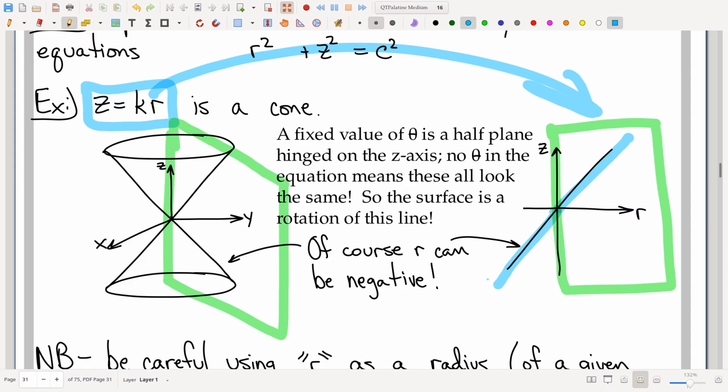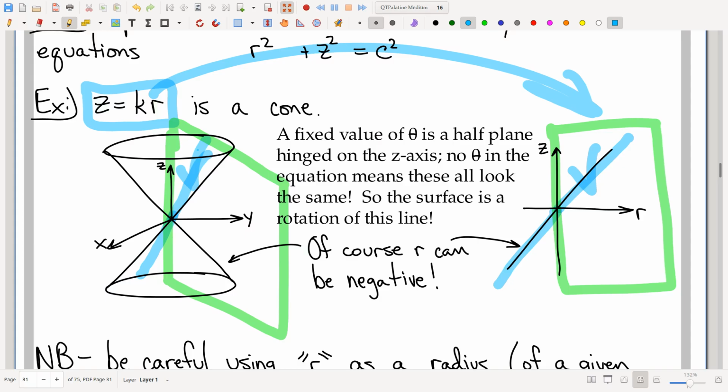And now you can just use your geometric intuition. What happens when you take this line, and it swings around the z-axis? Well, you get a cone like I have drawn here. Everybody buy it?